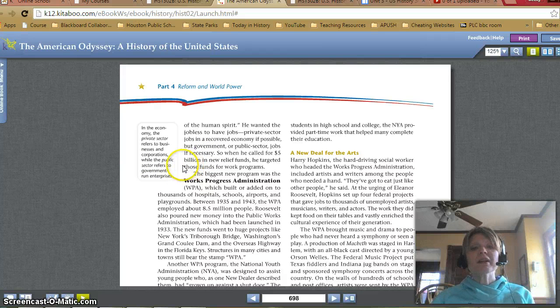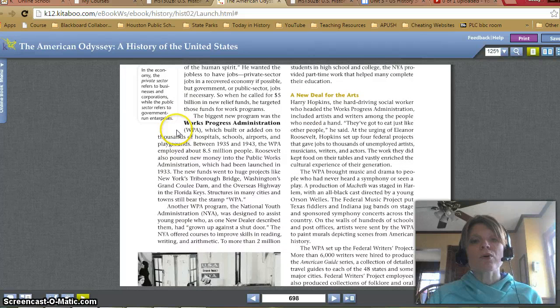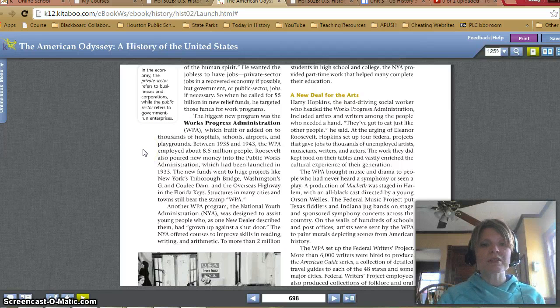So when he called for $5 billion in new relief funds, he targeted those funds for work programs. The biggest new program was the Works Progress Administration, the WPA, which built or added on to thousands of hospitals, schools, airports, and playgrounds. Between 1935 and 1943, the WPA employed about 8.5 million people.